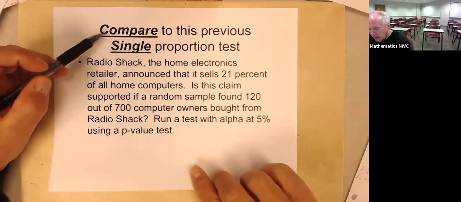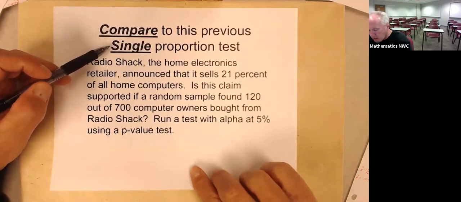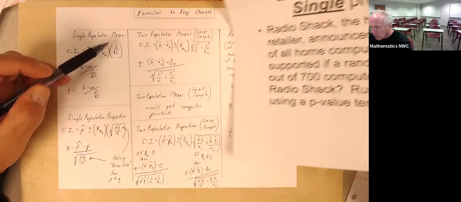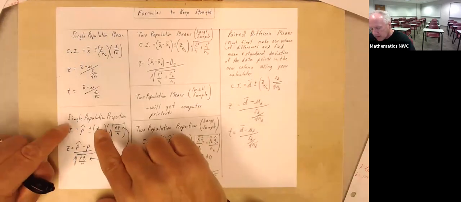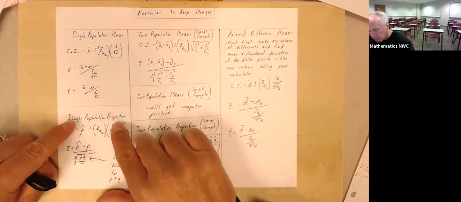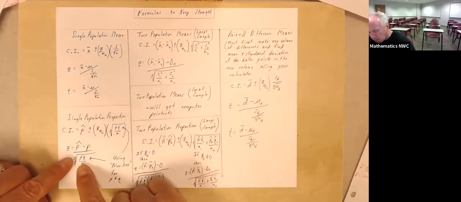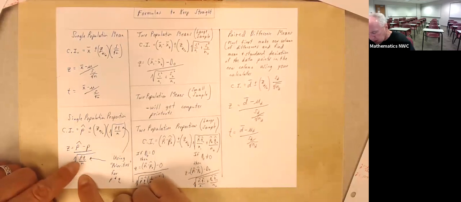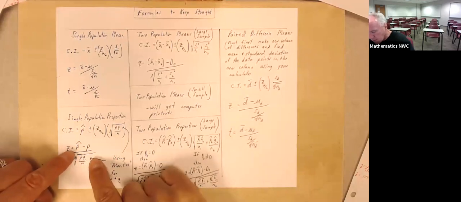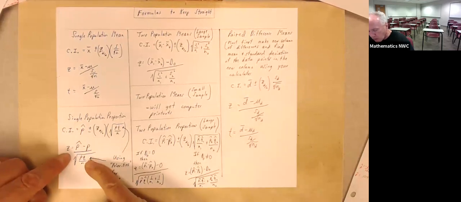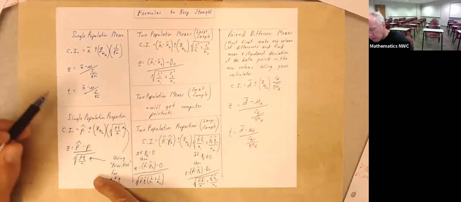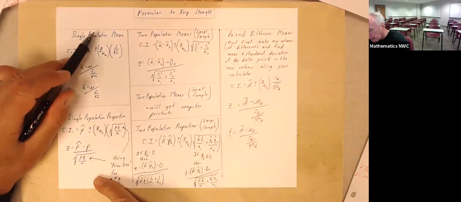This previous slide, we didn't finish it off because we did it a couple lessons ago, was a single proportion. That was from a single population proportion. We would have used a much simpler adjusted standard deviation. We've done those before. But again, notice the formulas are easy because it's a single population.